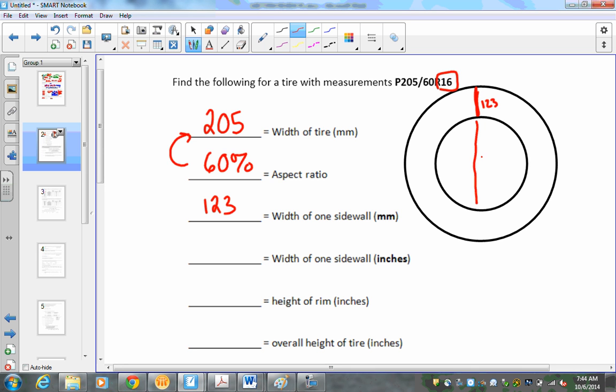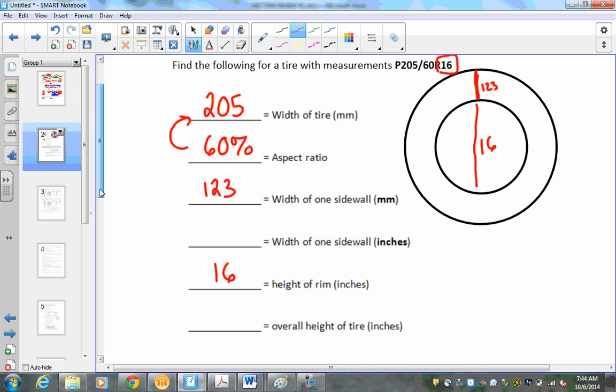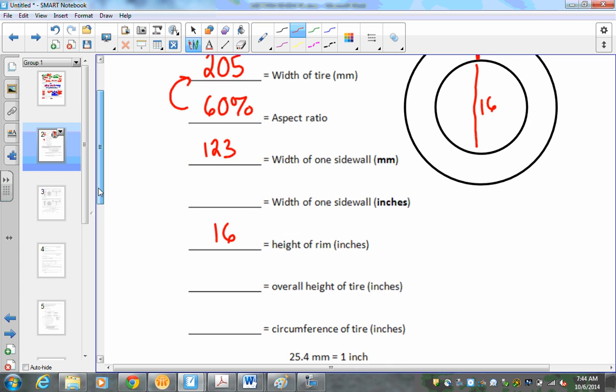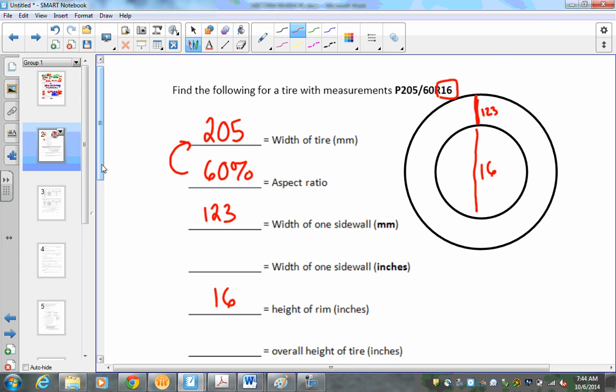So this is 16 inches, but the 123 is in millimeters, so we're going to have to convert, and the conversion chart for that is 25.4 millimeters to 1 inch. So I'm going to take 123 divided by 25.4. I get, I'll just say, 4.8 inches. So this is 4.8 inches. So let me take the 1, 2, 3 in my picture. 4.8. Now, if here is 4.8, this down here would also be 4.8.